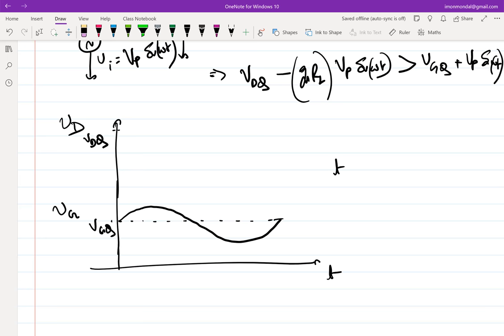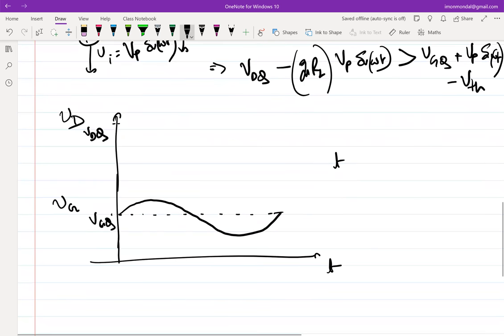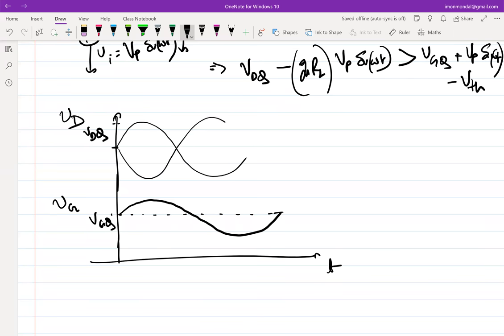Let me get rid of this axis. So the total VD will be some VDQ, and on top of that, a sine wave in which direction? Will it be something like this or will it be something like this? Upwards, downwards. This one, right? Because I have a negative sign, it's minus GM times RL times VI, right? So the phase is reversed. So I should have an amplified version of this sine wave.